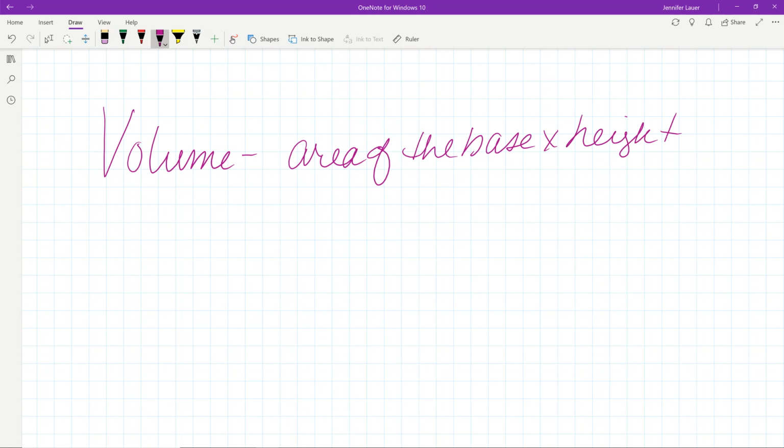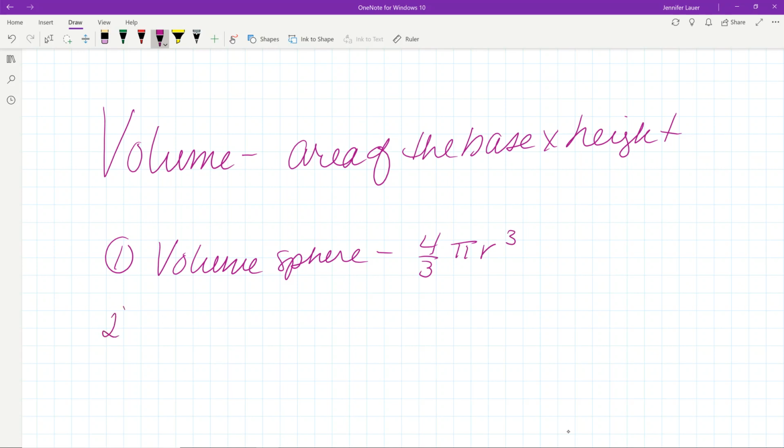There are 3 exceptions. Those 3 exceptions are number 1, the volume of a sphere. And the volume of a sphere is 4/3 pi r cubed. Now these are ones you want on your reference card.